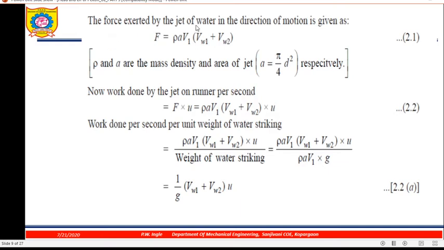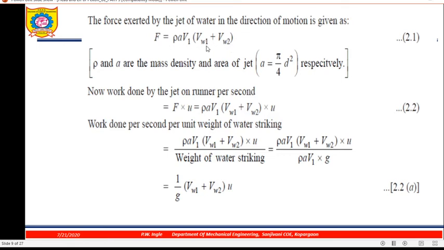Now, the force exerted by the jet of water in the direction of motion is rho a V1 times (Vw1 plus Vw2). We already discussed this while studying series of curved vanes, which is the last case of unit number 1.